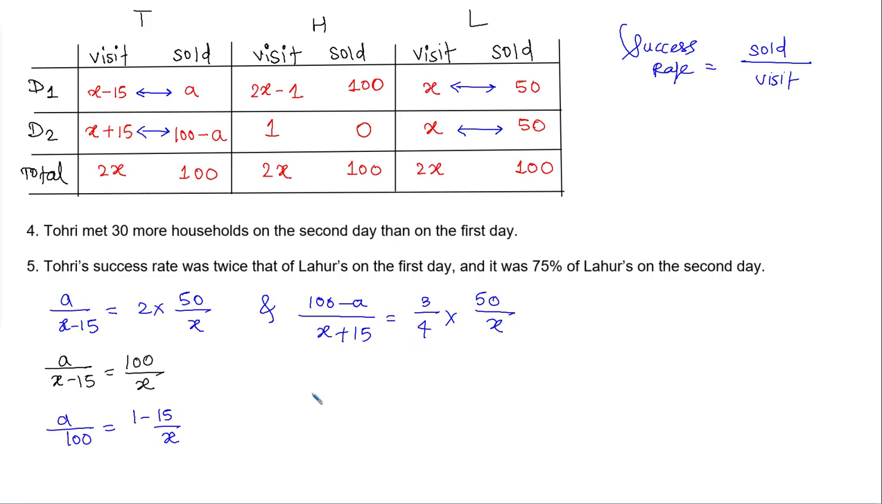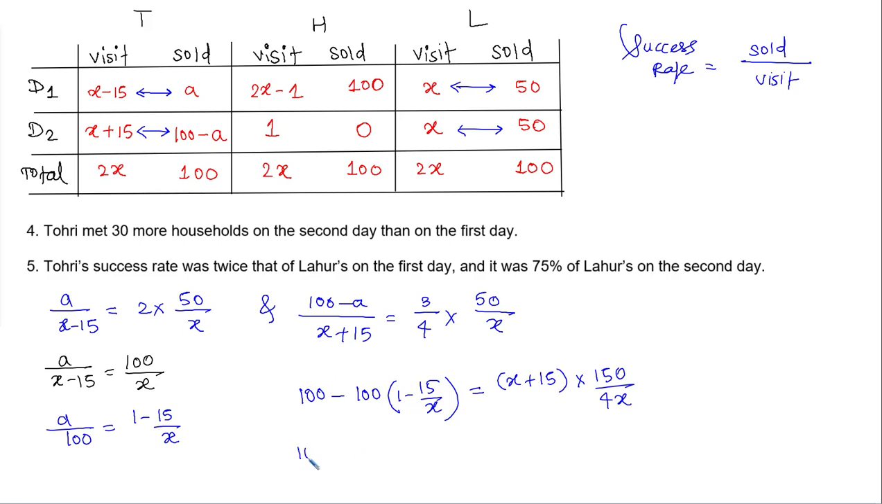So over here, the 100 minus the value of A is how much? 100 into 1 minus 15 divided by x is equal to x plus 15 into 150 divided by 4x. So let's solve this equation. Let's take 100 common.